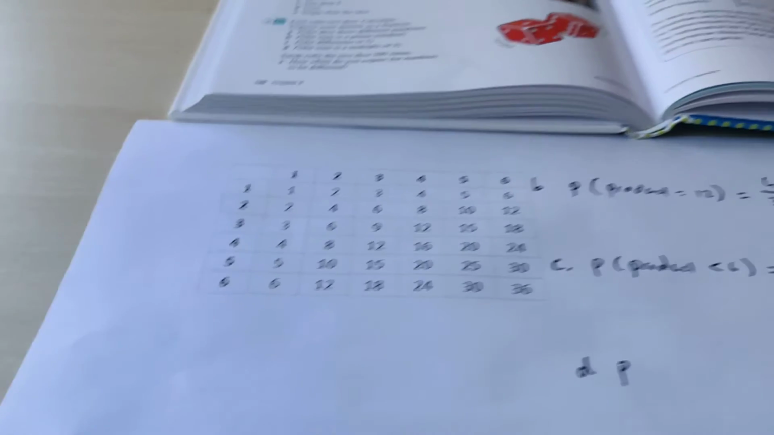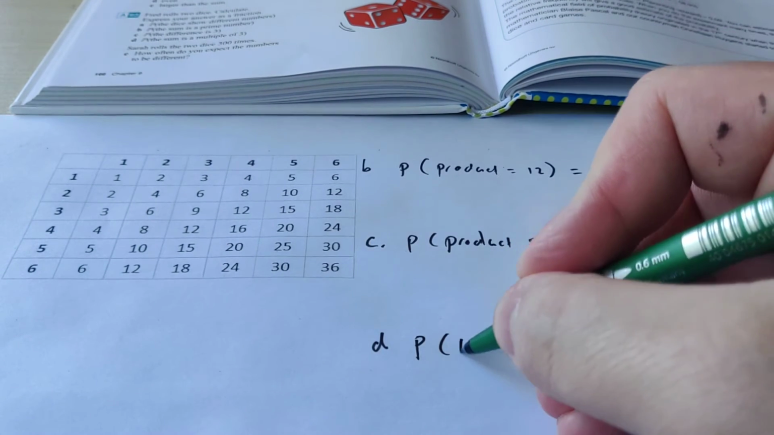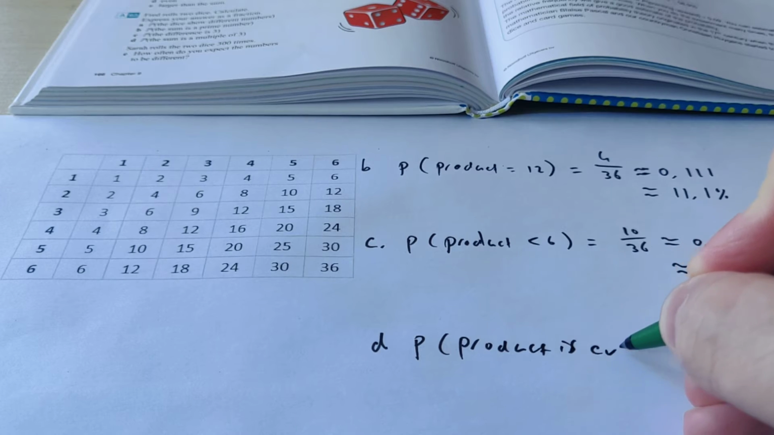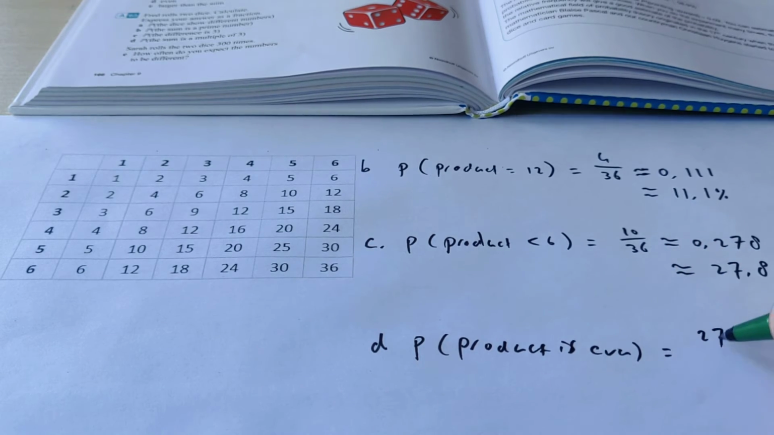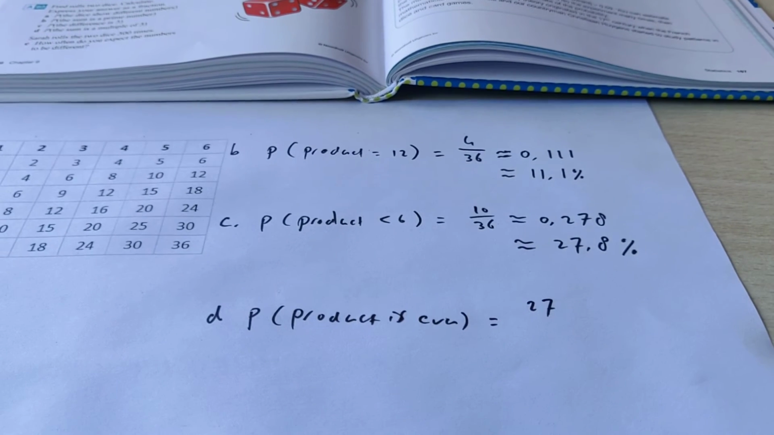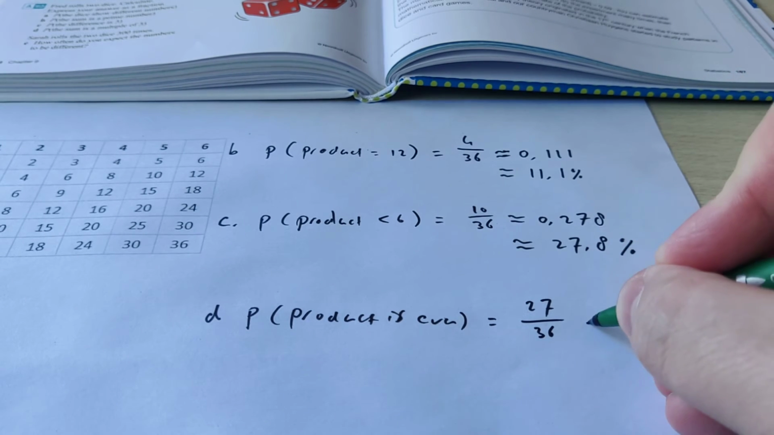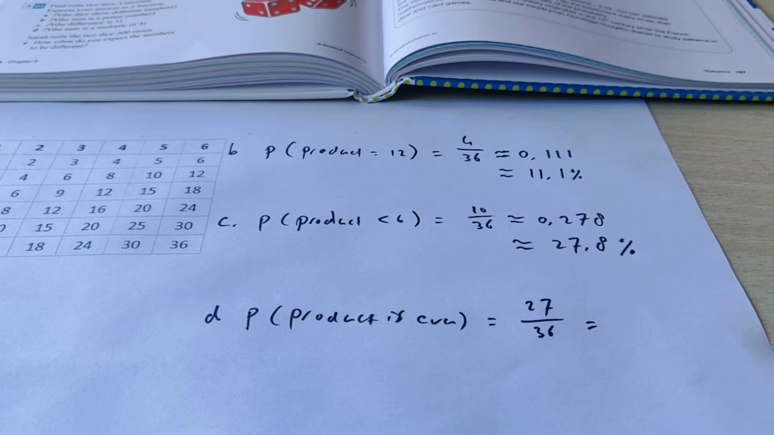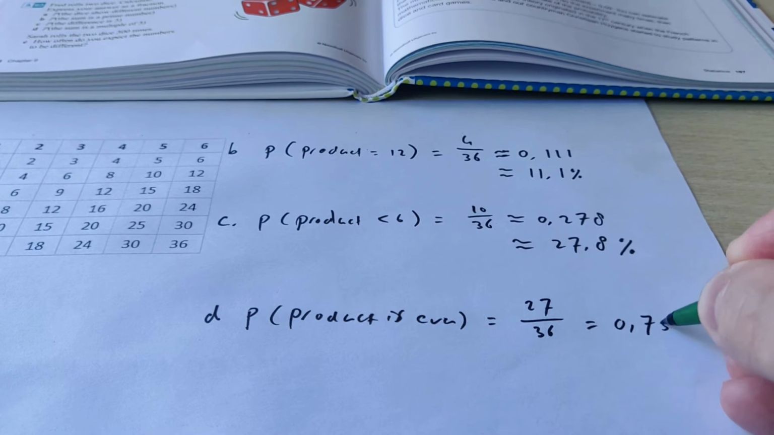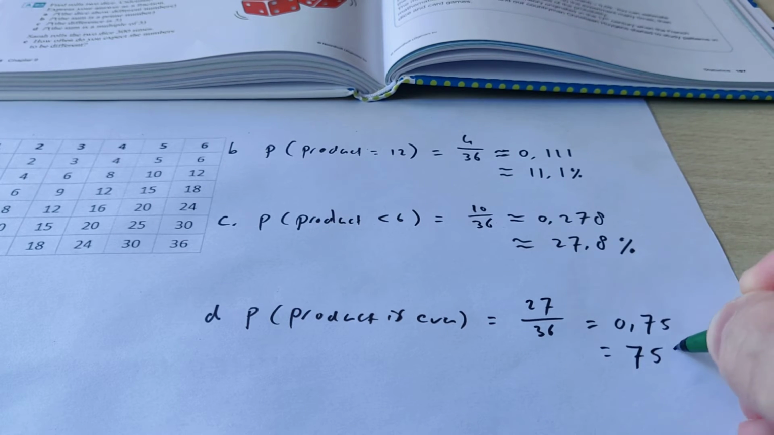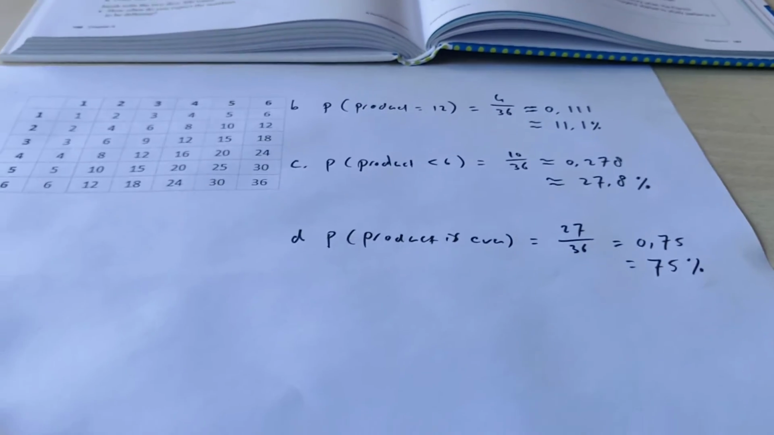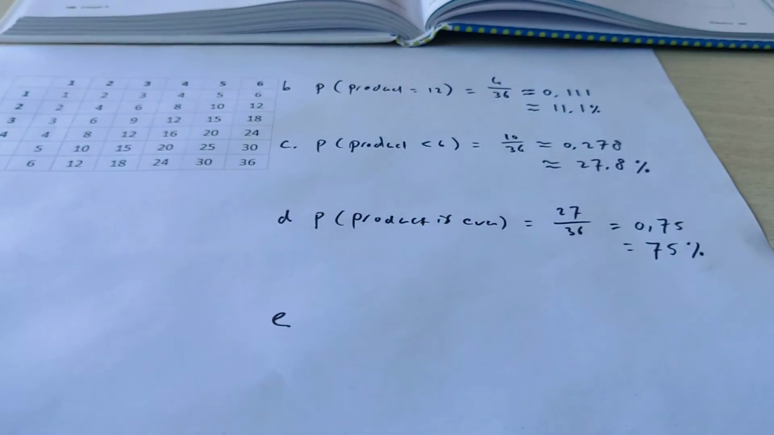So we're going to write down this. The probability that the product is even, that happens in 27 out of the 36 ways. And 27 divided by 36 is 0.75. So that is 75%. Moving on to exercise E.